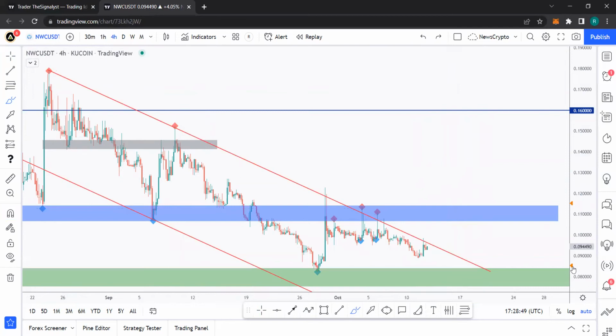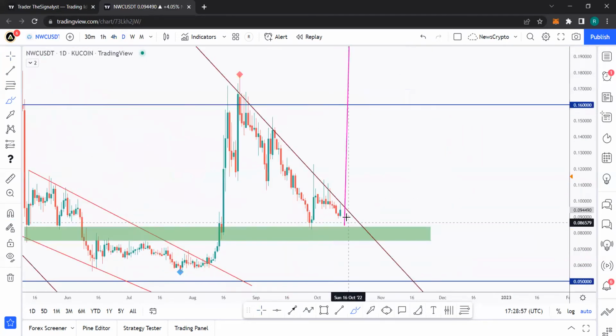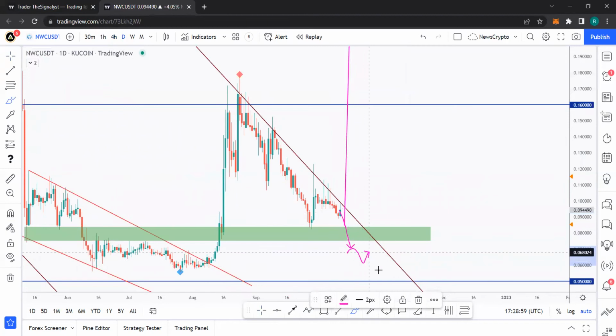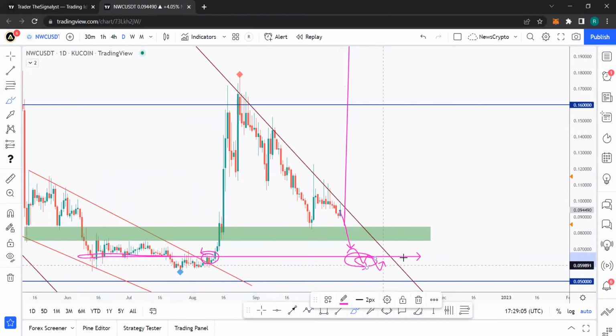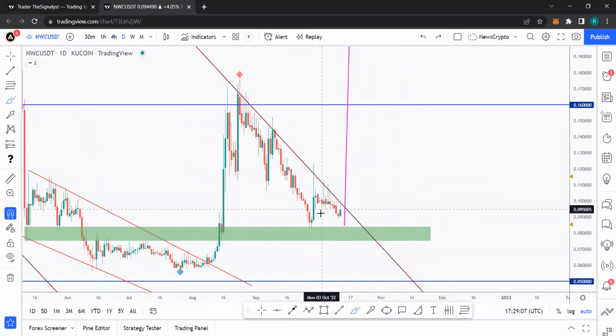Meanwhile, you can see my alert also here. If we retest the demand zone, I'll be looking for short-term buy setups. Of course, unless we break this demand zone downward, then we'll be expecting further bearish movement till this area is support and resistance, where we'll be looking for buy stops here. But let's take it step by step for now.